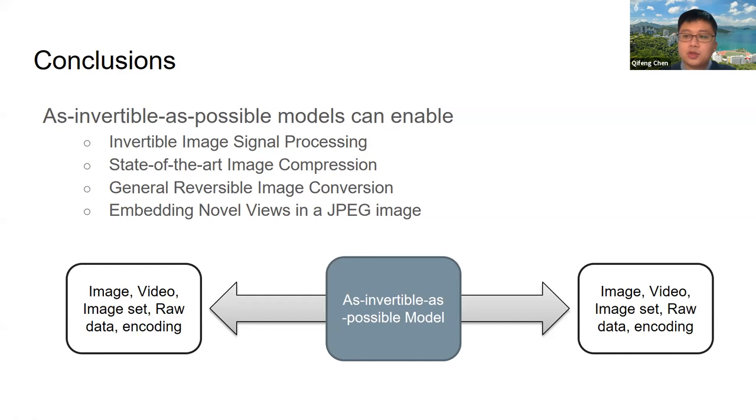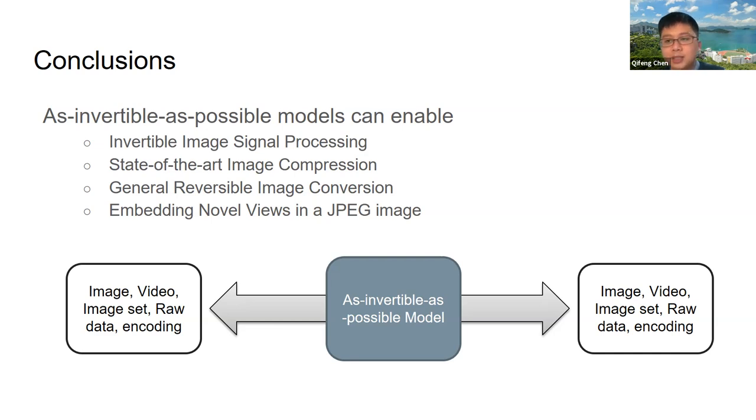All right. So far we have introduced four applications using models designed to be as invertible as possible. These models are not strictly invertible, but we optimize the model so that it can reconstruct the original information from the processed image or data. Such an idea can also be applicable to other domains. For example, most work so far is on images, but maybe for videos we can embed more information in the video.